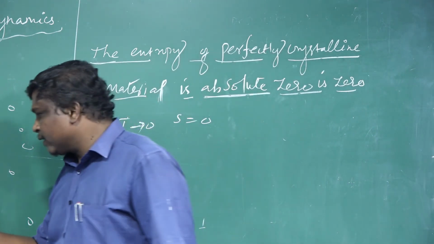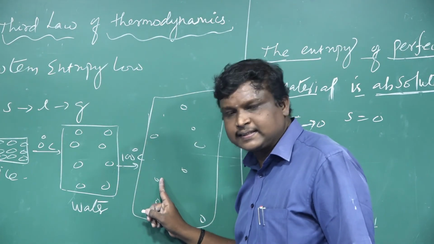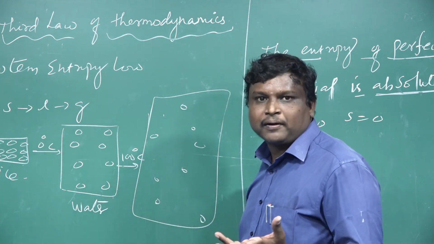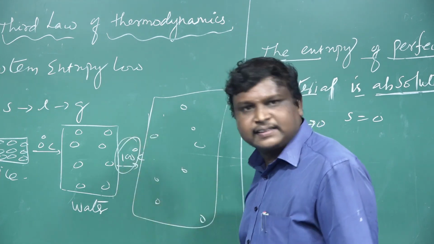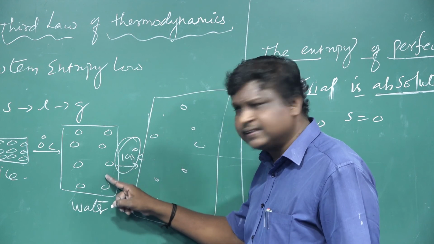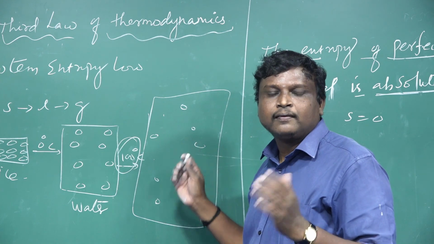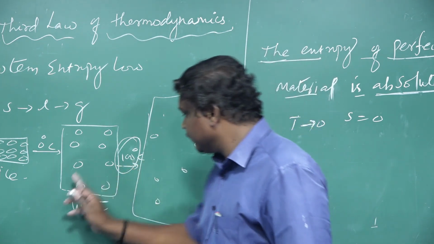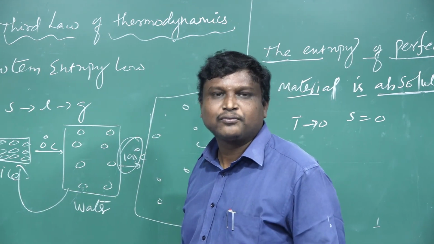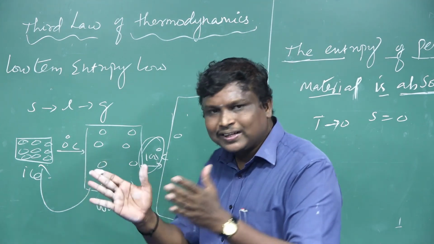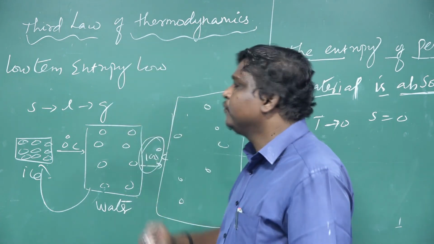Consider water changing to water vapor at high temperature. The boiling point of water is 100 degrees Celsius, and at 100 degrees Celsius water changes to water vapor, which is very random. Below 0 degrees Celsius, water becomes crystalline, freezing; the molecules are arrested and closely packed, giving less entropy. This is the third law of thermodynamics.